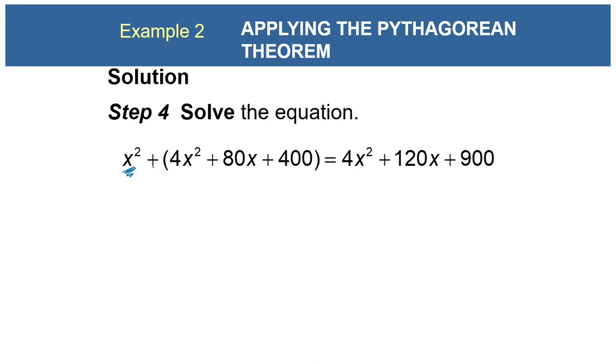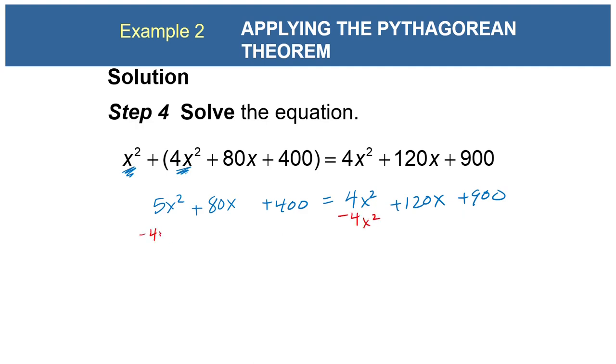I have x squared plus 4x squared, that is 5x squared, plus 80x plus 400 equals 4x squared plus 120x plus 900. We will subtract 4x squared to both sides. Let's also subtract 120x to both sides. And we'll also subtract 900 to both sides. That sets our equation equal to 0.